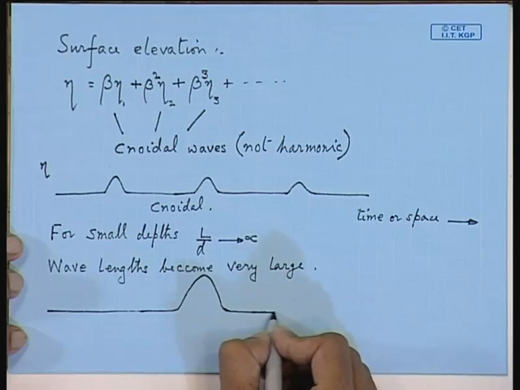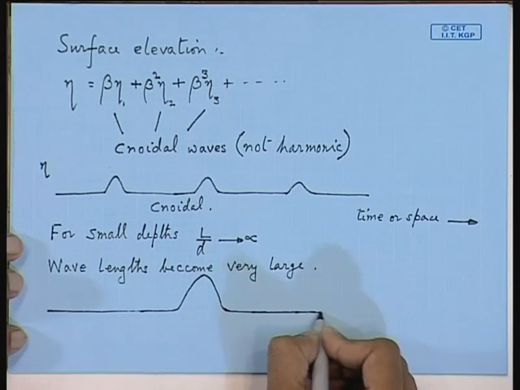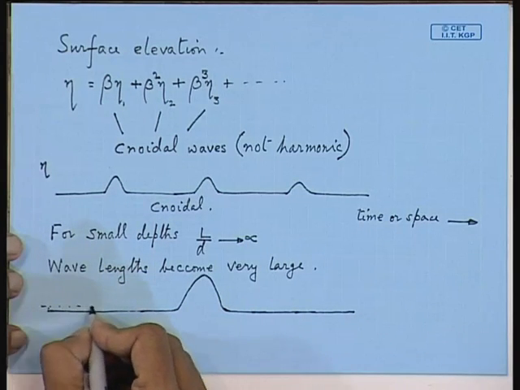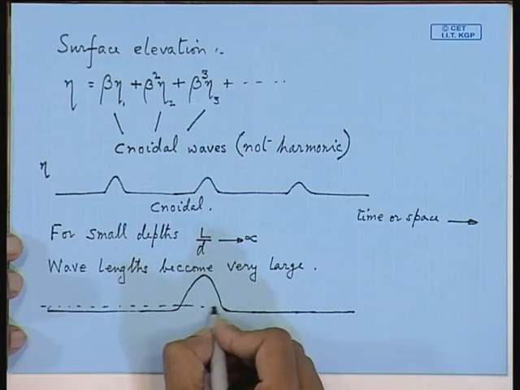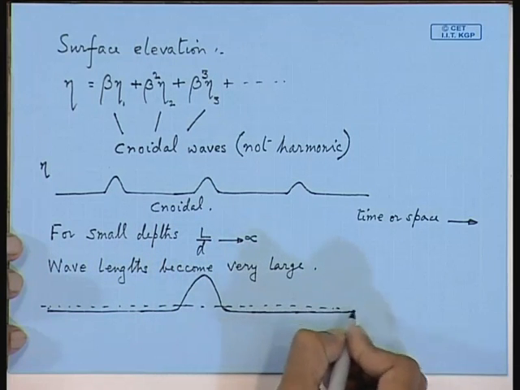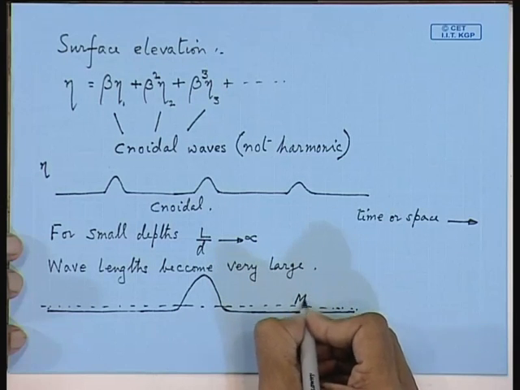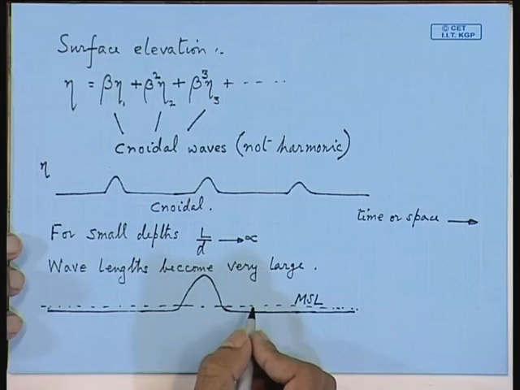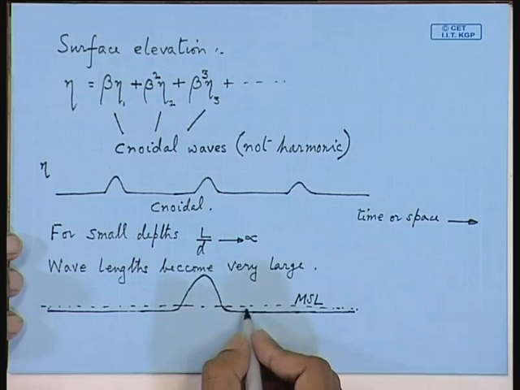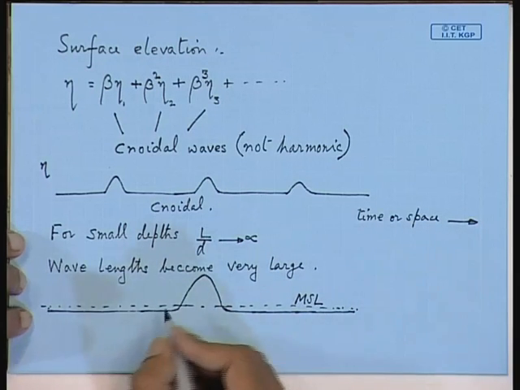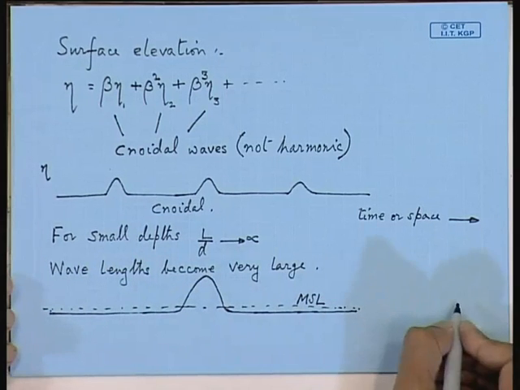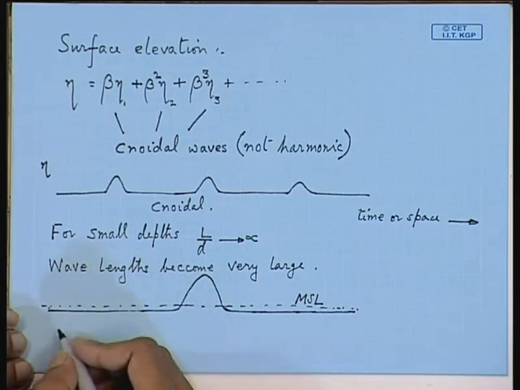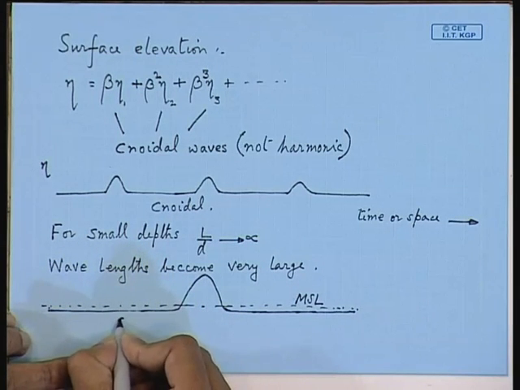Actually, when you are coming towards the coast from deep water to shallow water, the water actually piles up. As you can see, this is your mean sea level. So the amplitude of the wave is largely above the mean sea level. The mean sea level can also come down here. So the wavelength is very large. Another peak you will get somewhere here, which I have not drawn. So here you say that this is a solitary wave.